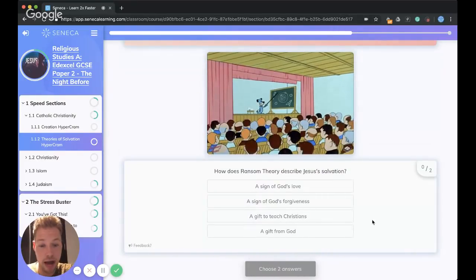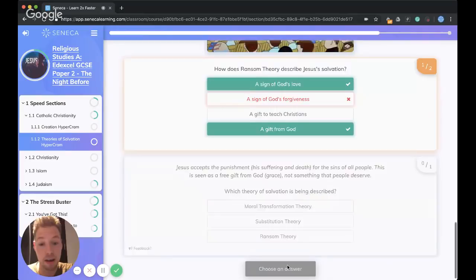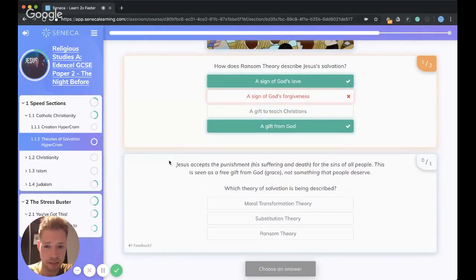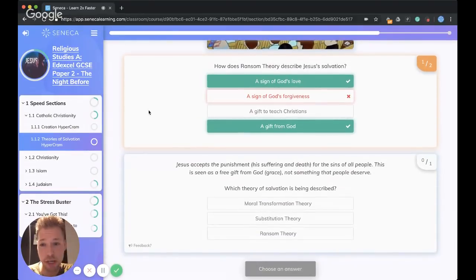So how does the ransom theory describe Jesus' salvation? It is a gift from God, and it's a sign of God's love. That's what you need to remember. Jesus accepts the punishment, his suffering and death, for the sins of people. This is seen as a gift from God, not something that people deserve. So which theory is it?